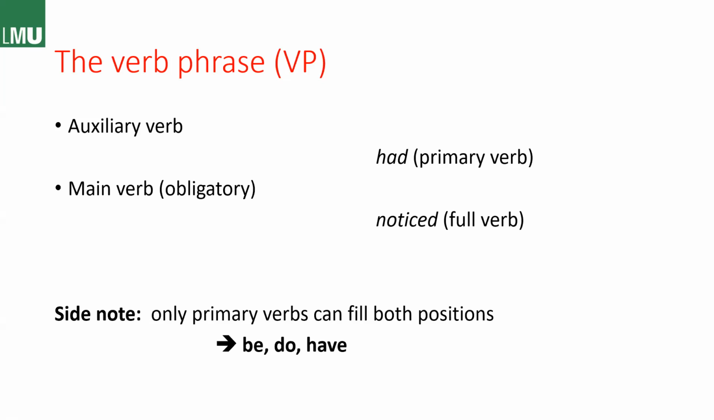"Had noticed". And as we already have a primary verb here, we can already look at primary verbs because they are peculiar. They are the only verbs that can fill both positions of auxiliary verb and main verb. So full verbs can never be auxiliary verbs. And on the other hand, modals like would, will, can, they cannot be full verbs. That's a rule that's always like that. So only be, do, and have as the primary verbs can be either auxiliary verb or a main verb.